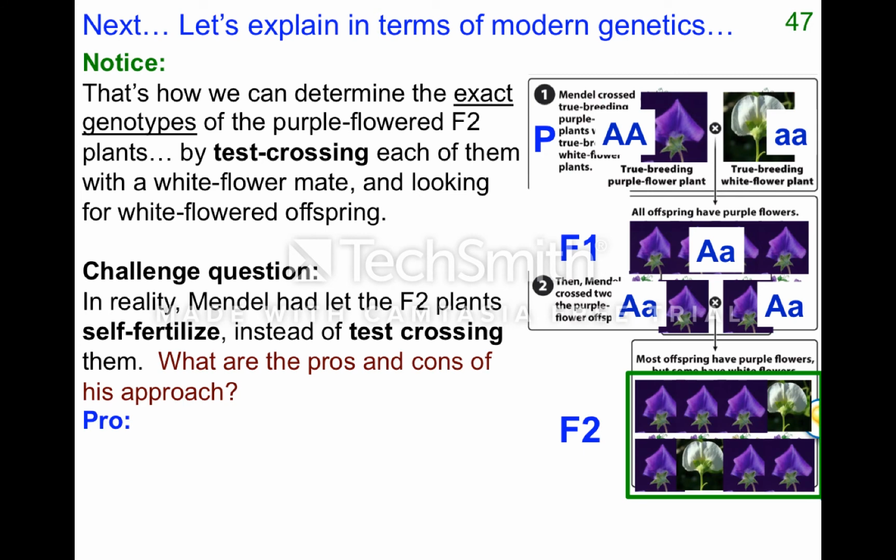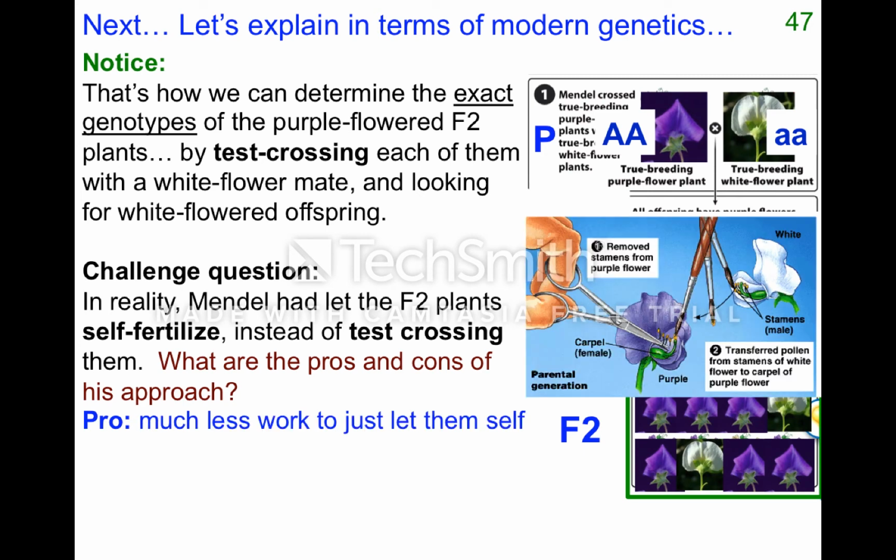Okay, so in terms of the pros of letting them self-fertilize instead, it's a lot less work, right? To do deliberate crosses, you need to cut off the male parts at the right time. You have to use a paintbrush to transfer the pollen from one plant to another. It's a lot easier just to let them sit and fertilize themselves.